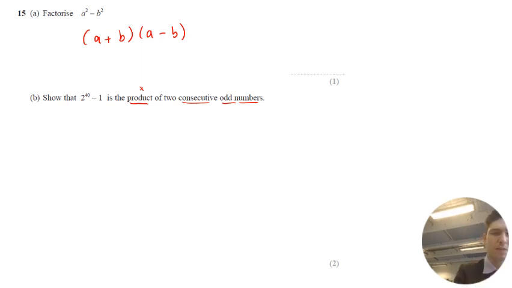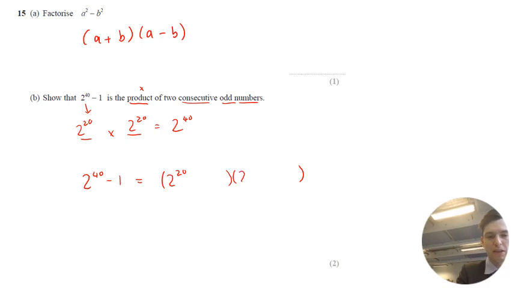Well, if you actually think about it, 2 to the power of 40 is what times by what? Can you think about it? Well, if you were thinking 2 to the power of 20 times 2 to the power of 20, you would be right. Because when you multiply indices with the same base, you add the powers. So I can actually write 2 to the power of 40 minus 1 as difference of two squares, where the first term is 2 to the power of 20, and the second term is just plus 1 and minus 1.